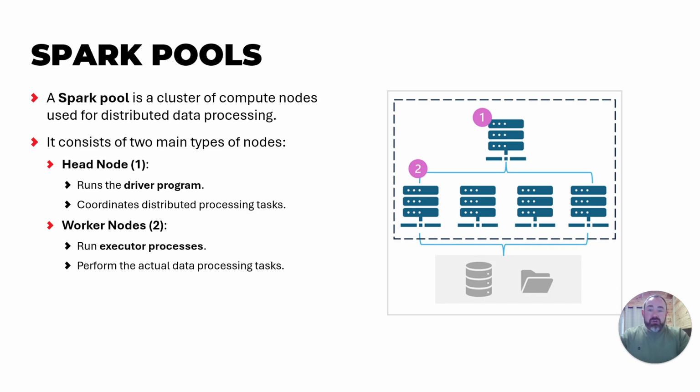Spark pools are a cluster of compute nodes, and they're used for distributed data processing. So we've got two main types of nodes: the head node, which runs the driver program and coordinates distributed processing tasks. And then we've got the worker nodes that run the executor processes. So they perform the actual data processing tasks.